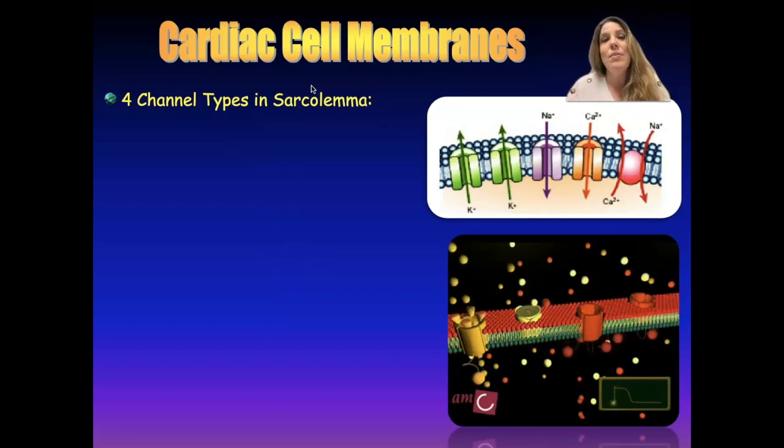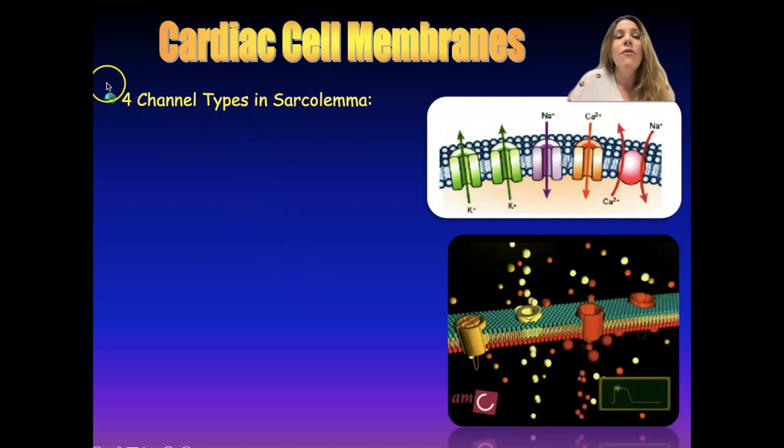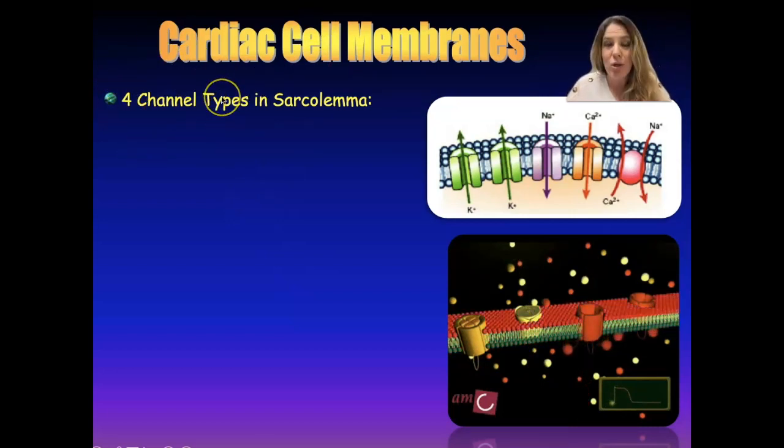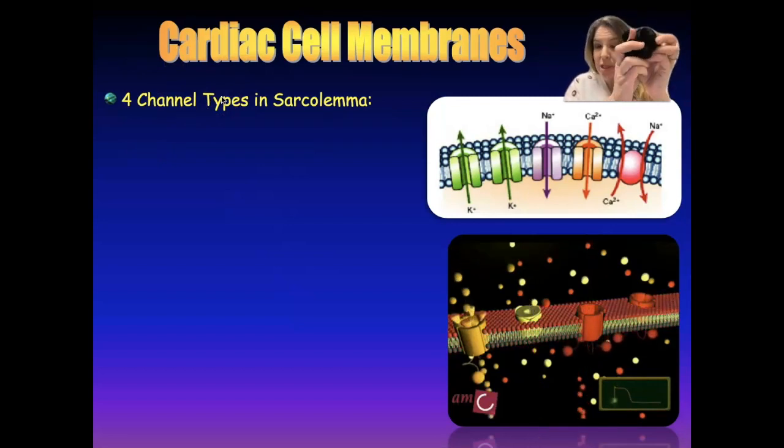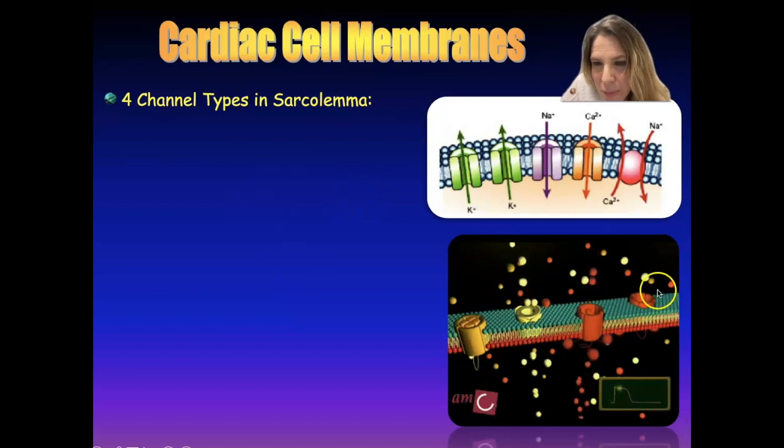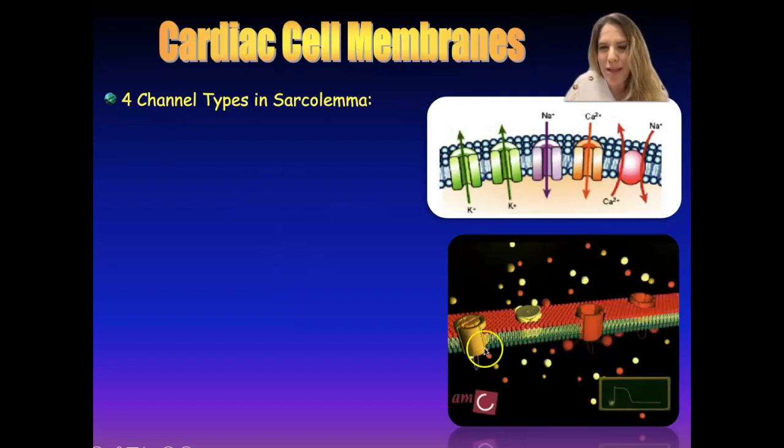But in this sarcolemma of these cardiac cells, we're going to have 4 different types of channels. And again, a channel is nothing more than a certain kind of protein. If you look at this animation here, you can kind of see what these channels would look like embedded in a little piece of plasma membrane here, and they allow ions to go in or out, depending on what type of ion it is.